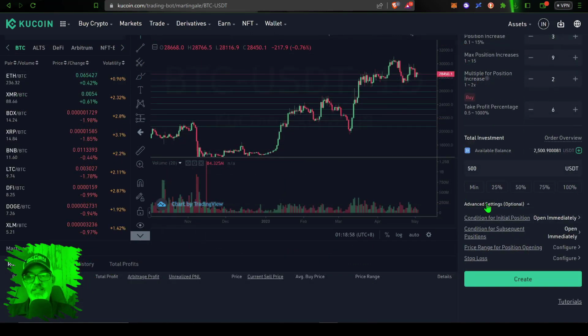Now there are some advanced settings which include some conditions for opening your initial and subsequent positions. I'm not going to mess with that today. Price range for position opening, again, not going to set anything up there. And then you might want to configure a stop loss if this is not an asset you're looking to hold long term. You're really just kind of speculating on this asset. However, for me, BTC or Bitcoin is an asset I'm willing to hold long term, so I'm not actually going to set up a stop loss. So now we're ready to go ahead and create this strategy. All I need to do is click on the create button.